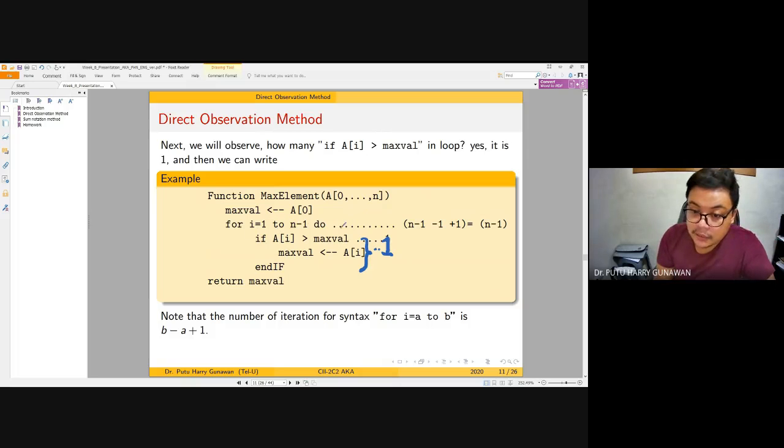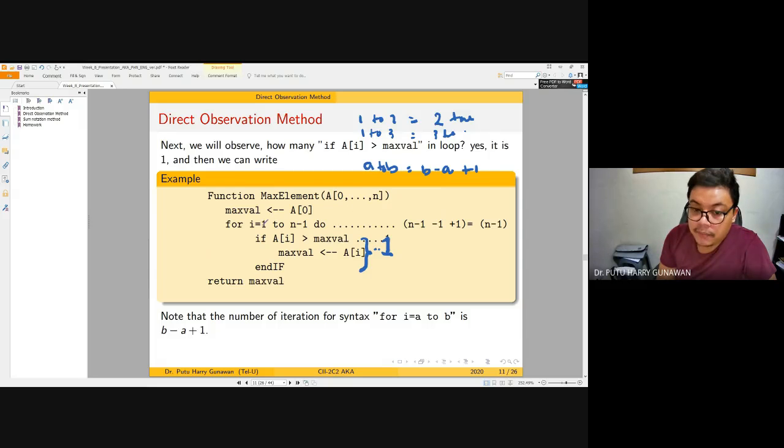The for loop is a different level. When it is a different level, we write something like this: from 1 to n minus 1. How many times? For instance, from 1 to 2 is 2 times. From 1 to 3 is 3 times. So from a to b, how many times? It should be b minus a plus 1.